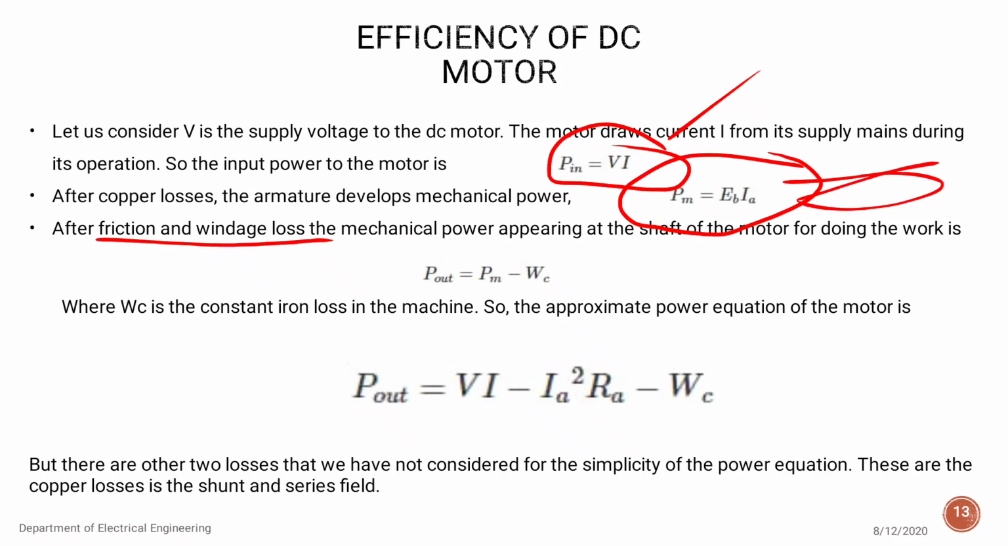This mechanical power is appearing at the armature circuit. But we need to find out the power appearing at the end of the shaft. So this is nothing but P out is equal to PM minus WC. Now this WC is nothing but what?